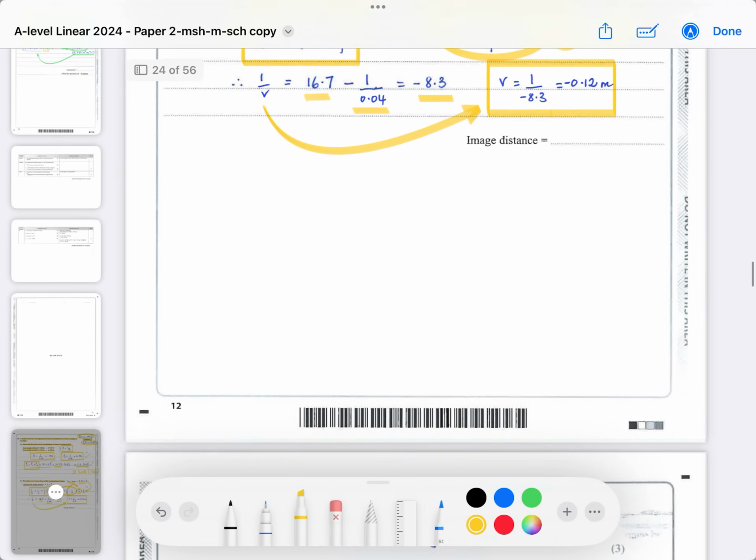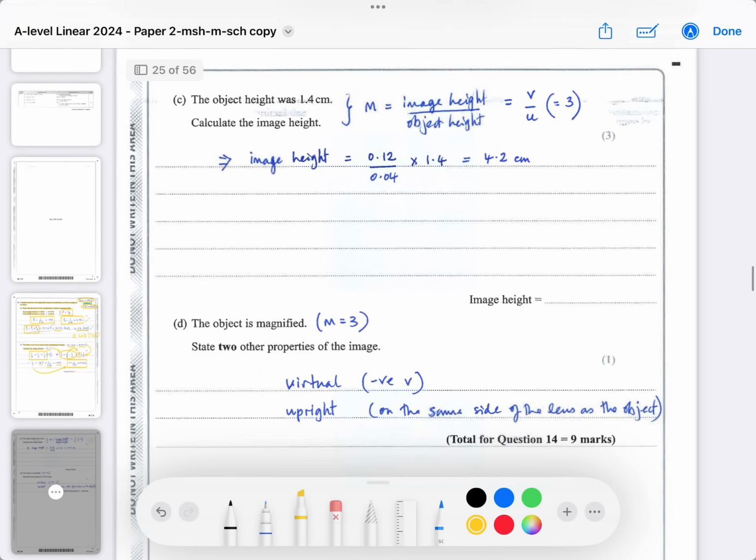So let's see what that means. It says the object height was 1.4 centimeters. So first they do object distance. Now they want you to calculate the image height. So the magnification is either image height over object height, or image distance over object distance. And we know the image distance and the object distance because it was 12.24 centimeters. So we know the magnification is 3, and then we know the image height.